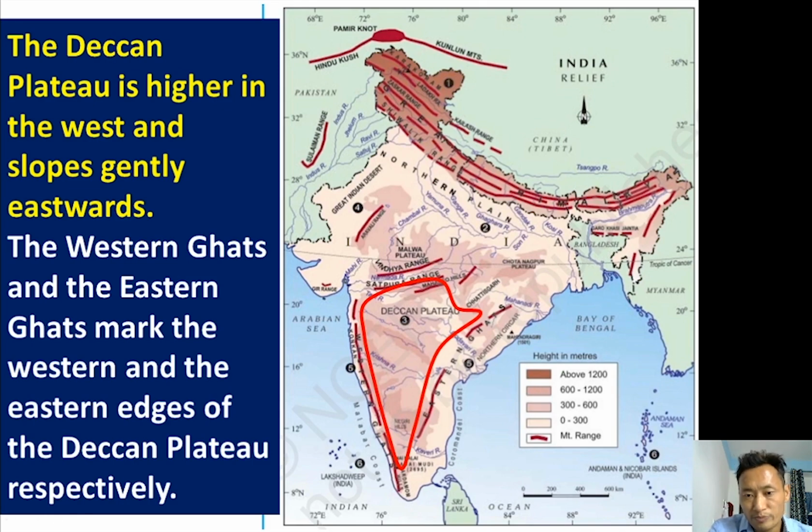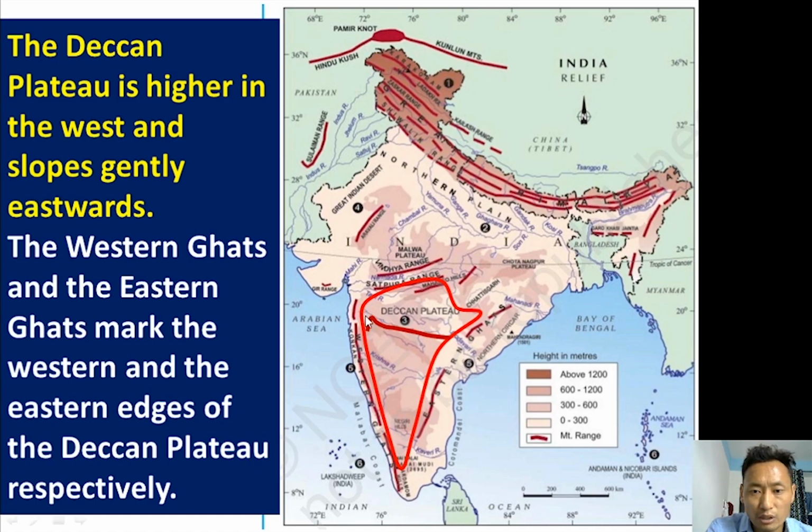So if we talk about the altitude or the relief feature of the Deccan Plateau, it is much higher at the west, and it slopes gently towards the east. Because of that, most of the rivers in the Peninsular Plateau originate from the Western Ghats and flow eastward. That shows the relief feature of Deccan Plateau. That is another way we can understand the height of the Deccan Plateau.